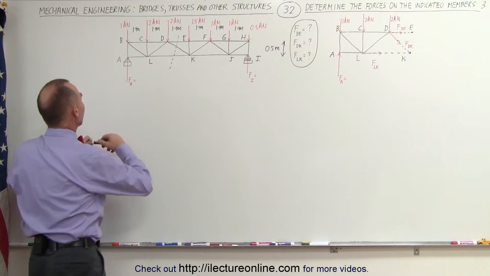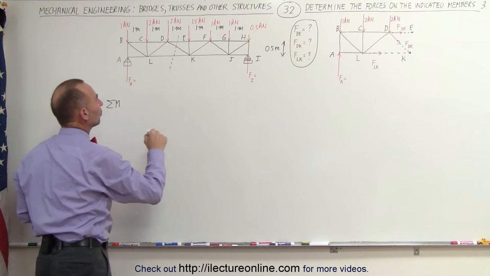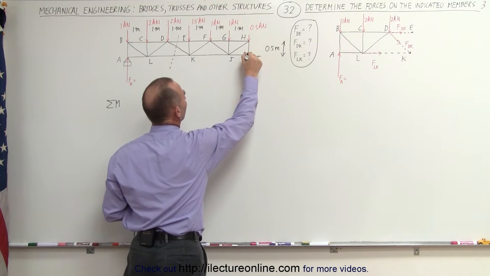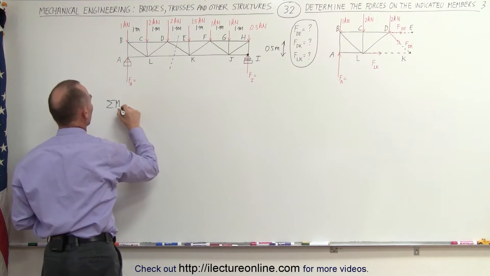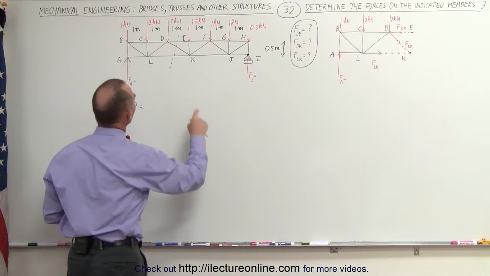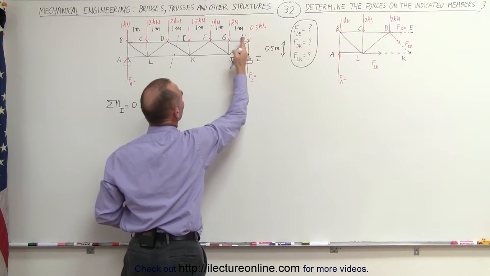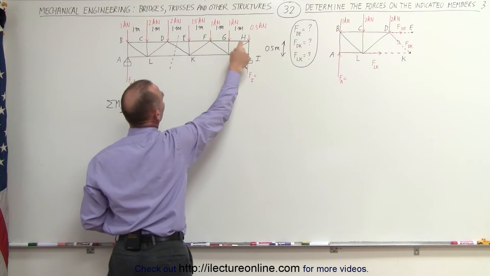Again, what we do is we find the sum of all the moments, and we're going to do it about point I. So we'll put the pivot point right there. So the moments about point I must all add up to zero. And notice that all the loads, except this one right here, do not act through the point of rotation, so I have to take all these into account, not this one.